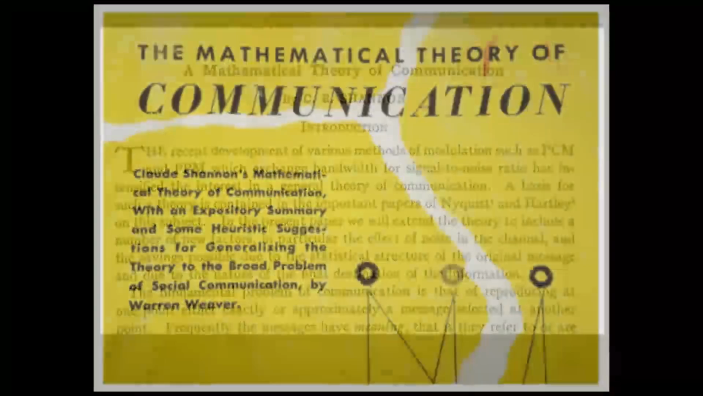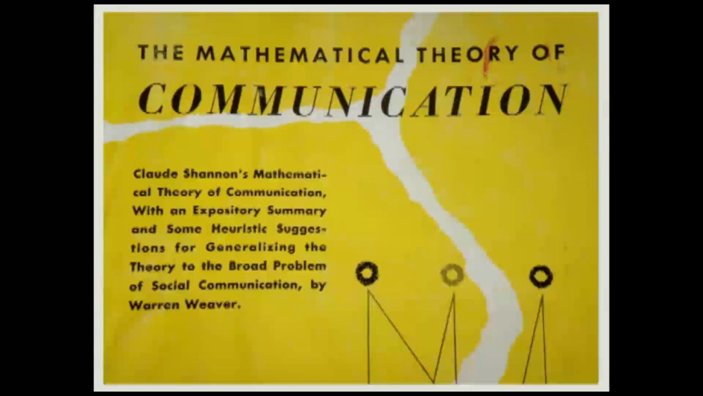You notice here a little difference. This was A Mathematical Theory of Communication, the paper that appeared in the Bell System Technical Journal. And here is the cover of a book called The Mathematical Theory of Communication, reprinted by the University of Illinois Press. They appended to it an expository paper by Warren Weaver, generalizing the theory to the broad problem of social communication.